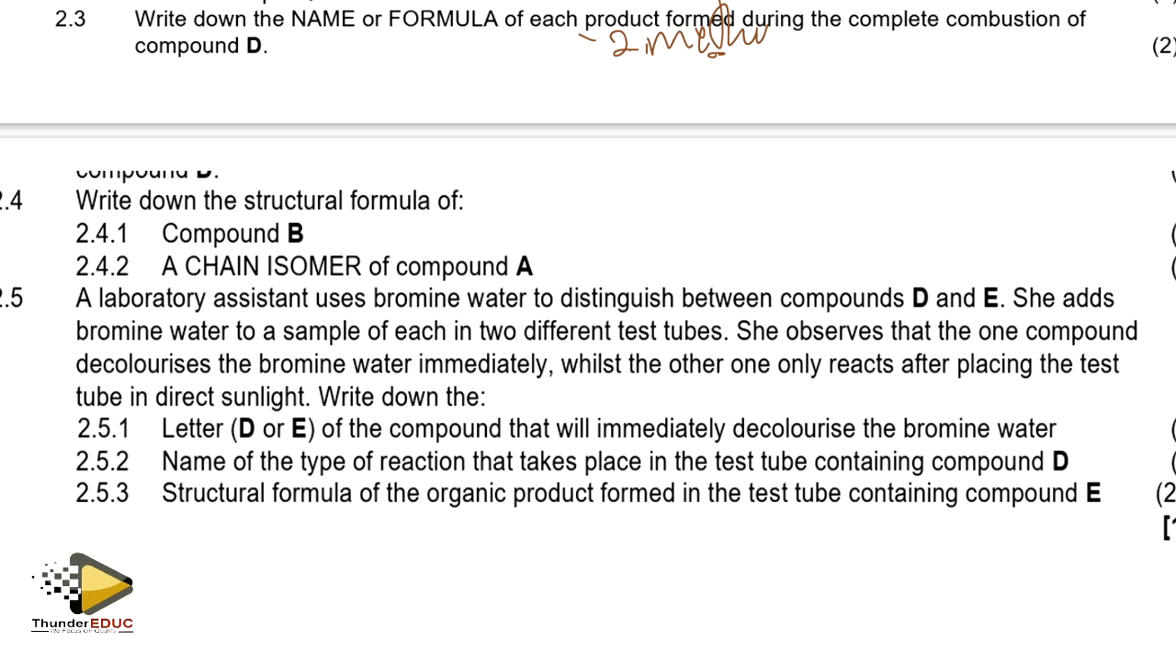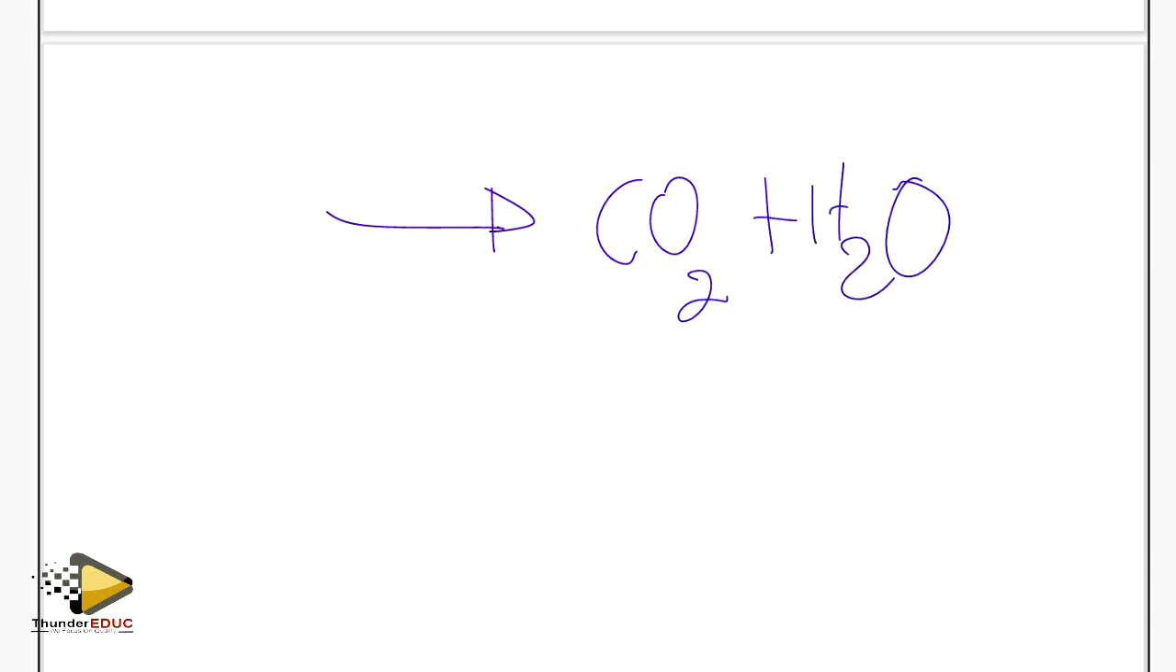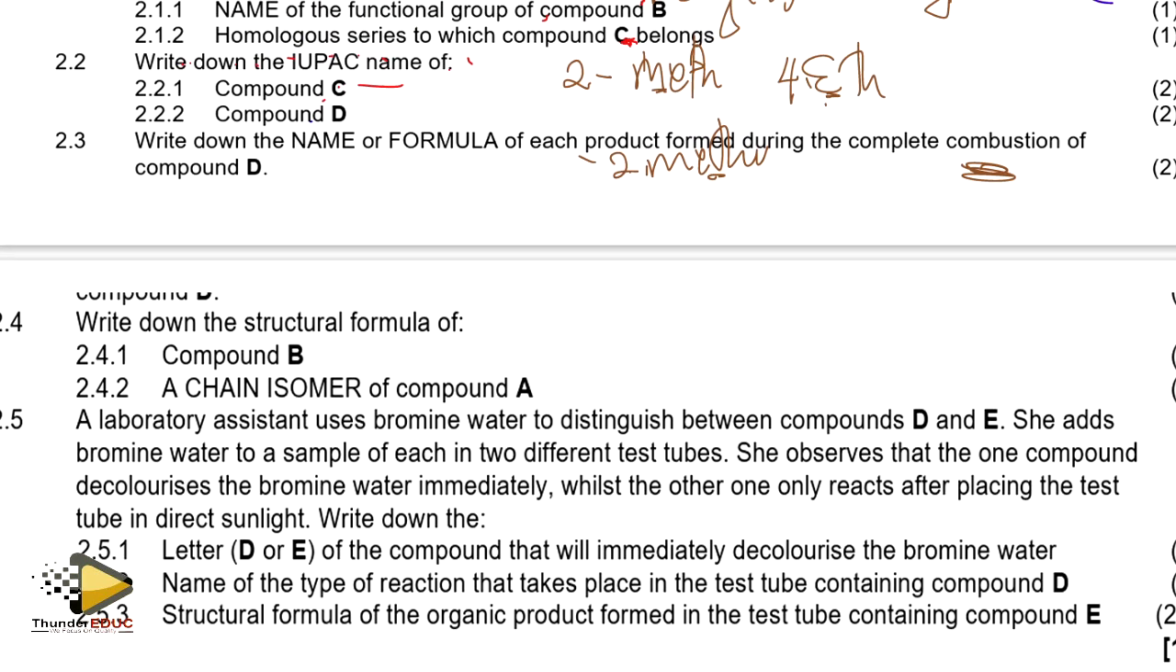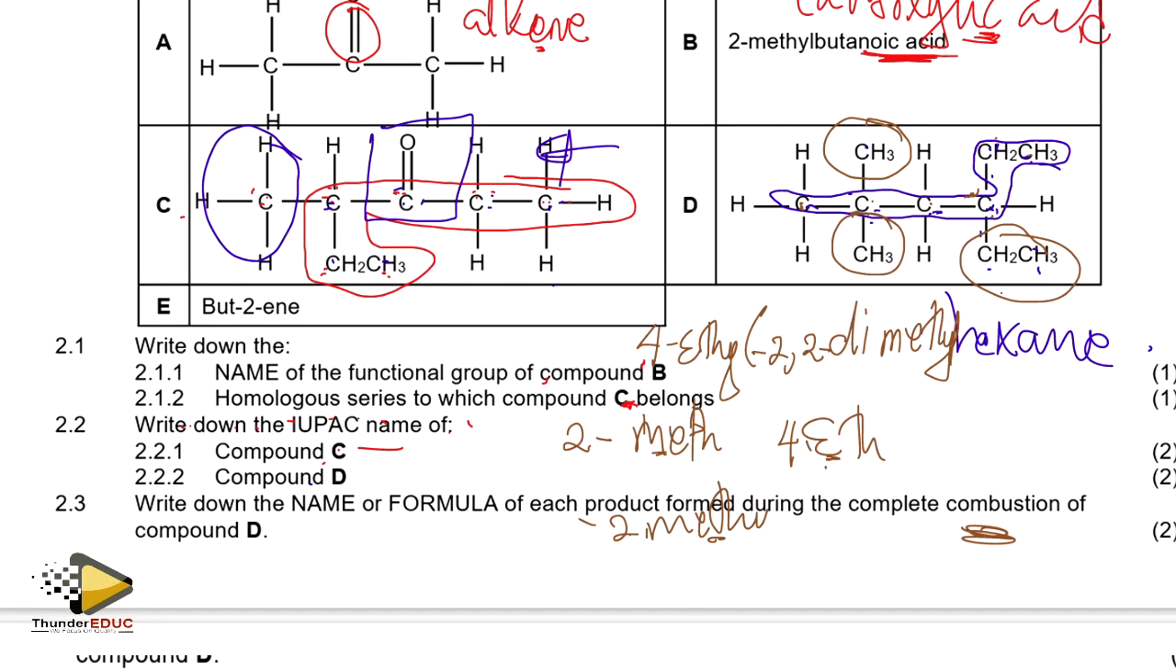Let's find out: whenever they talk about combustion, what comes into your mind? Whenever they say we have a single product, whatever you are burning, the product is going to be carbon dioxide plus water. Simple. Then after that, you balance. Now it's going to be compound D. Where is compound D? Here is compound D. Now it means that here you have to condense it. How do you condense it?